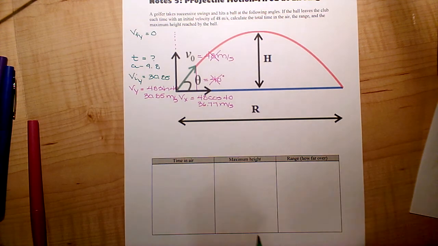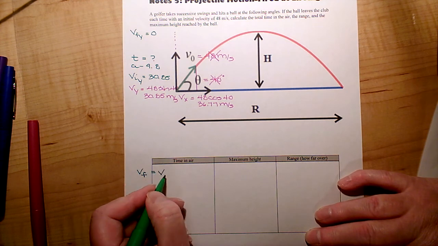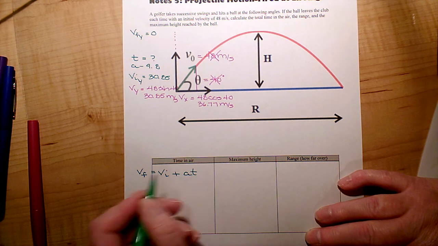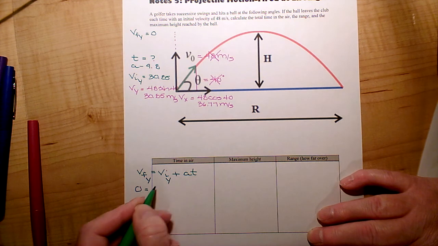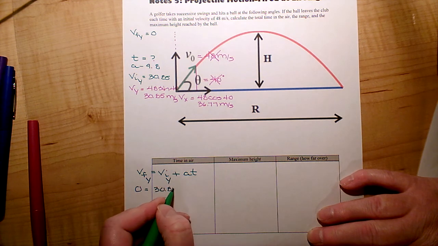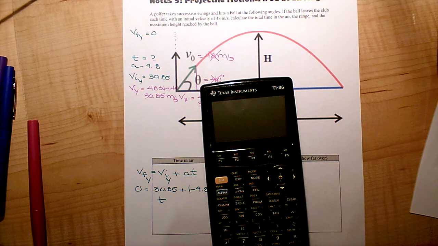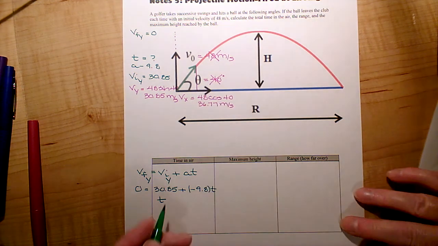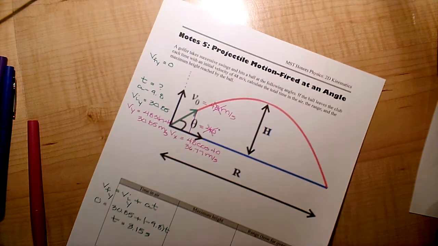Again, I'm just pretending I'm throwing it straight up. If you look at those variables in our kinematics equations, you might recognize that this equation will work. Equation number 1, so I'm going to write it down, making sure I put little y's in here because this is happening in the y direction. Final velocity is 0, the initial velocity is 30.85, plus a negative 9.8 times t. So we have 30.85 divided by 9.8, and it takes 3.15 seconds to go up. All right, I'm going to write that on my chart.